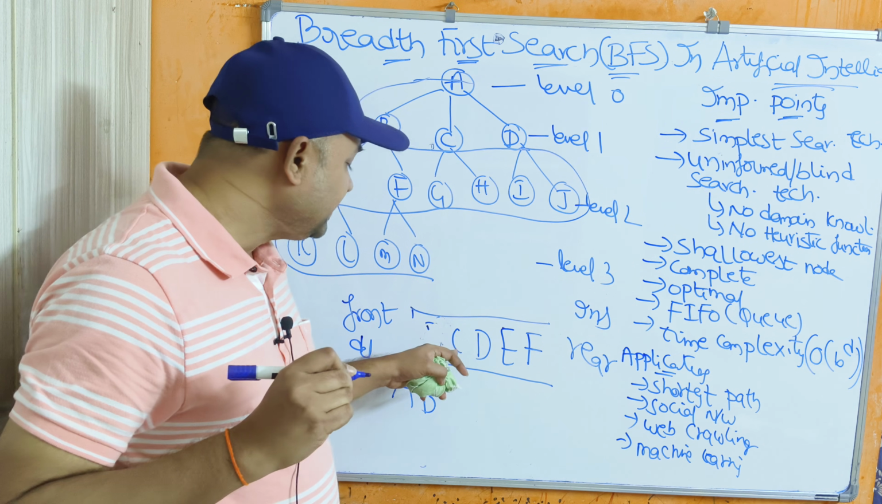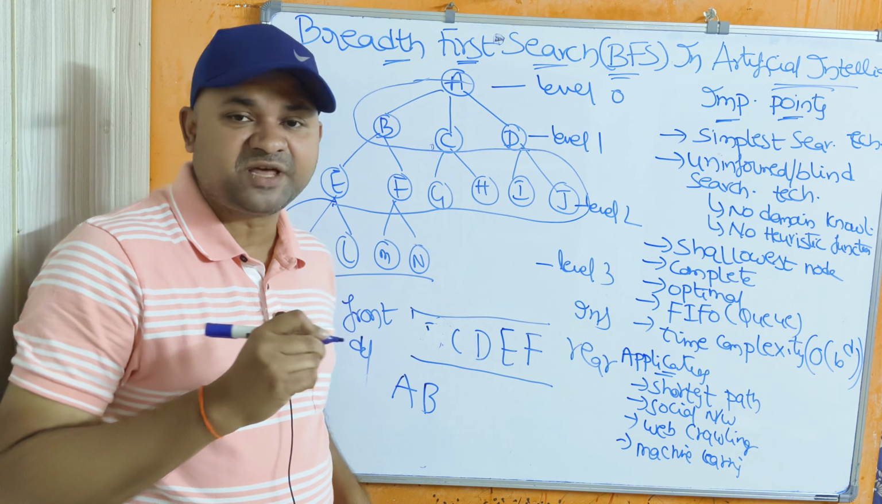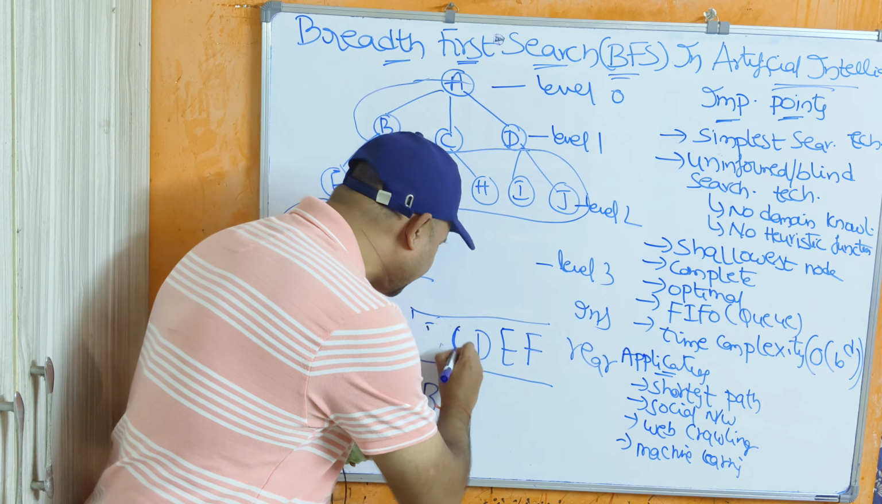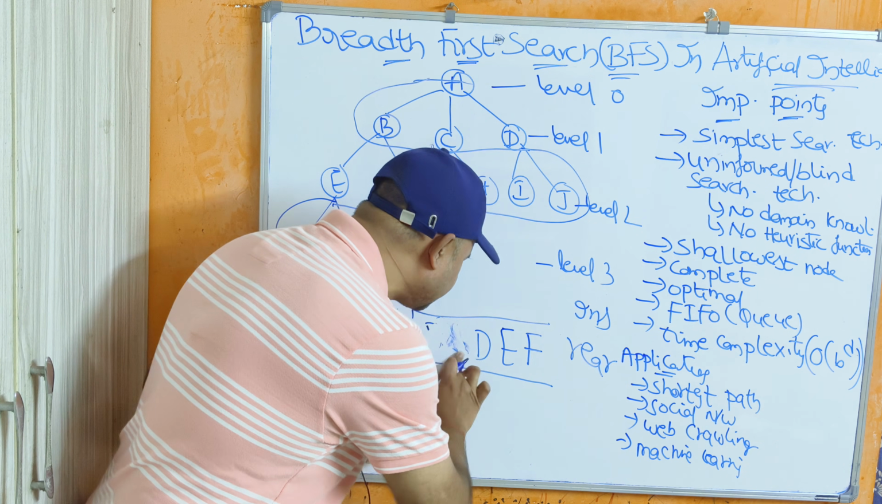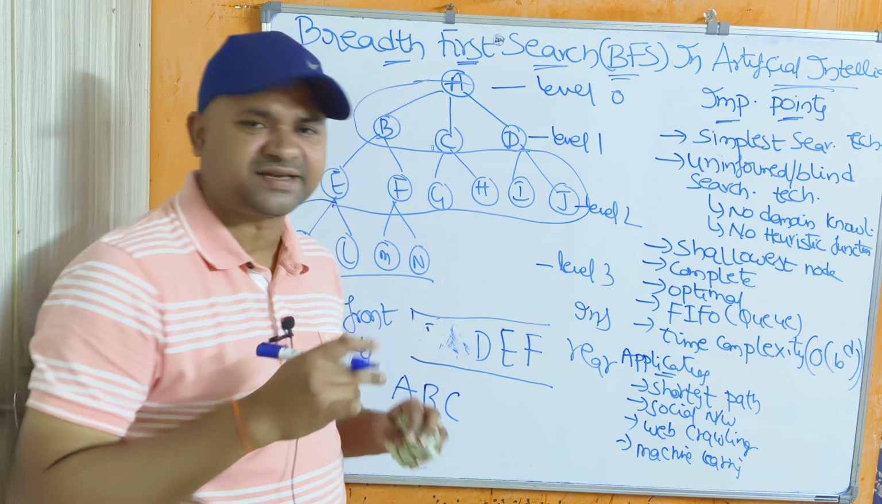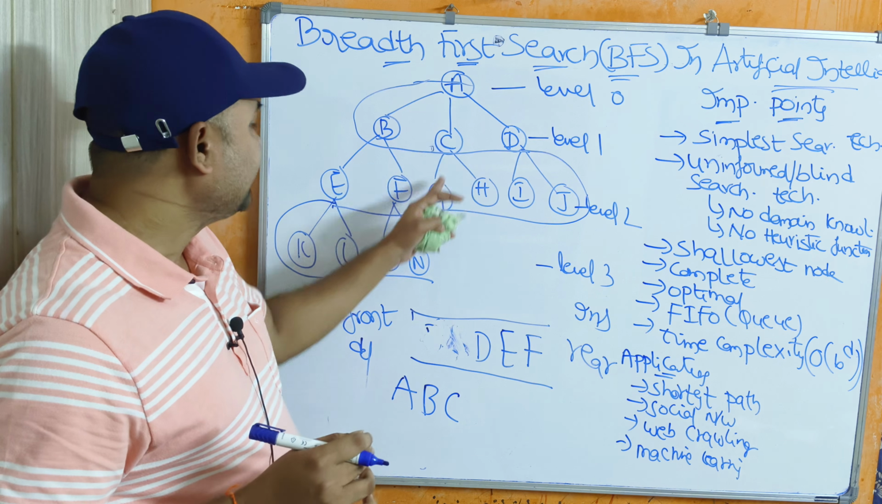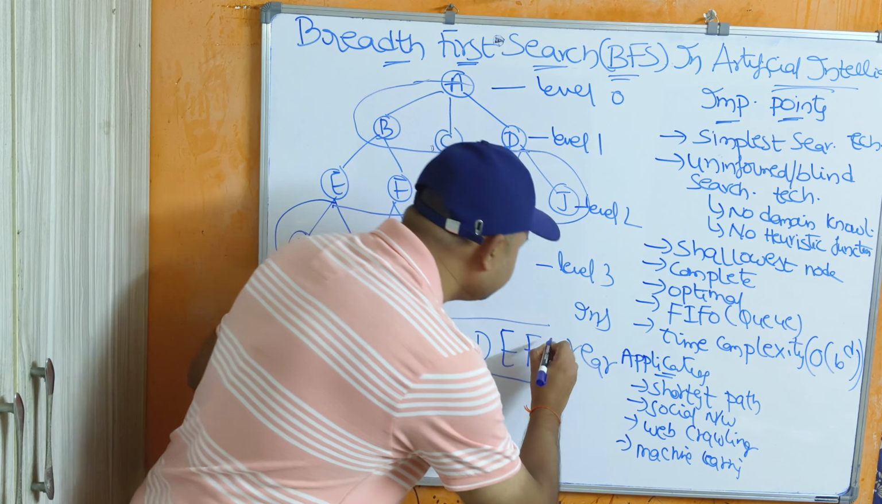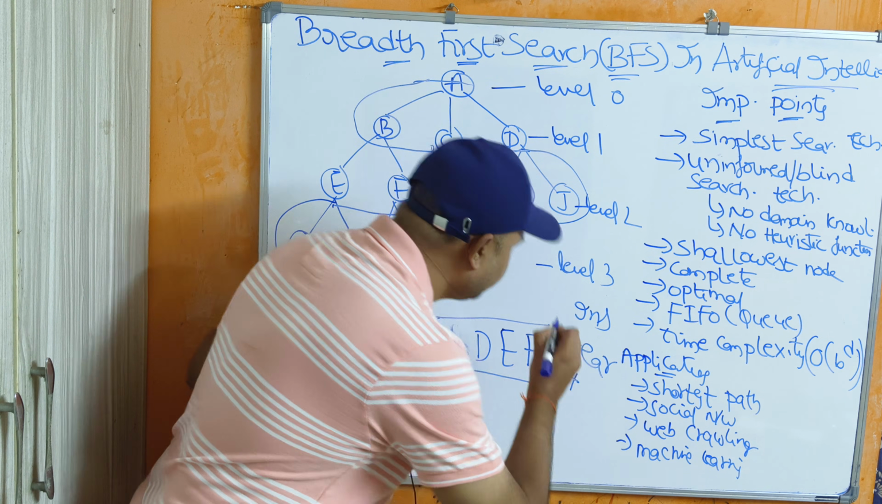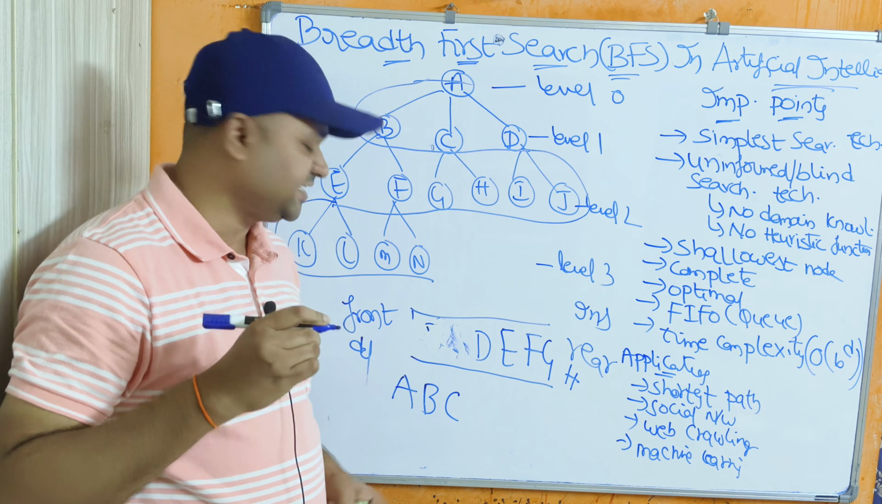Next, delete a vertex from the queue. So here, what is the vertex? At the front we have C. So delete C from the queue and display it. And what are the adjacent vertices of C? The adjacent vertices of C are G and H.